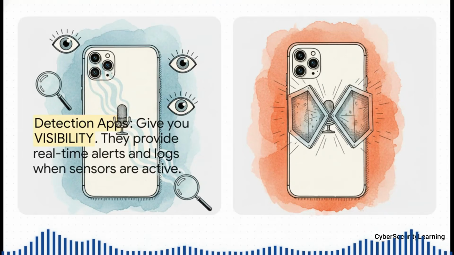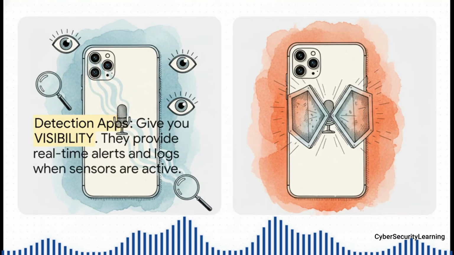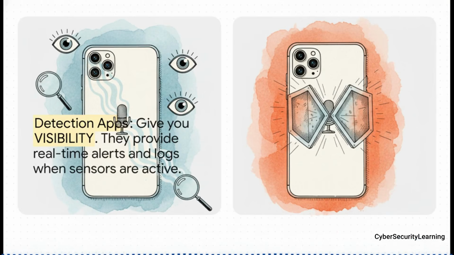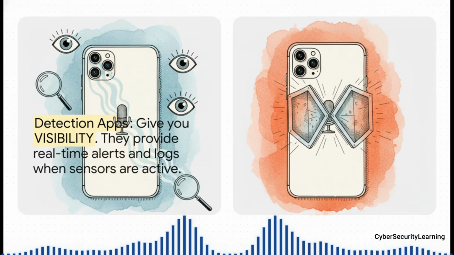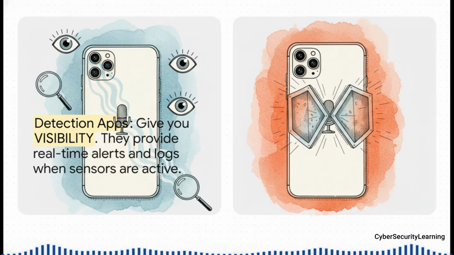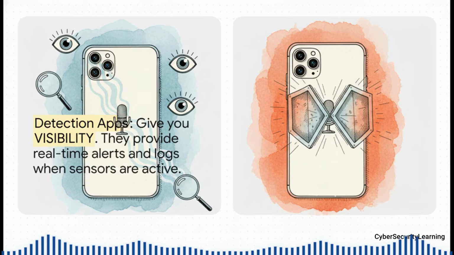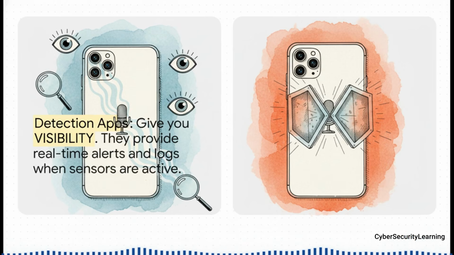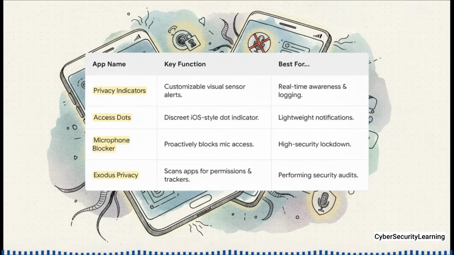The difference here is really about philosophy. Detection apps are all about visibility. They're like a security camera system for your phone, giving you alerts and logs so you know exactly what's going on. Blocking apps, on the other hand, are about control. They're like a deadbolt on the door. They act as a hard switch to just shut off access completely. Which one is right for you? Well, it really depends on how you want to approach your security. And of course, these tools can all work together.